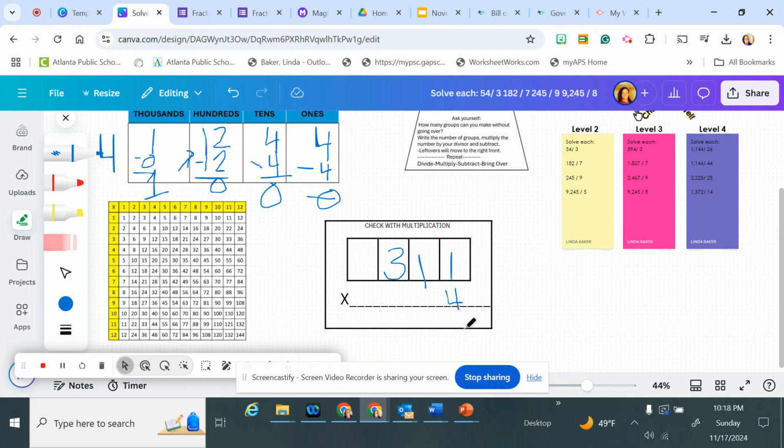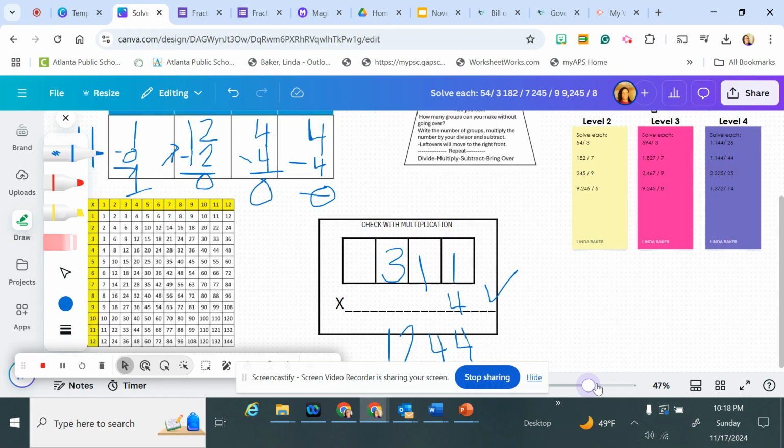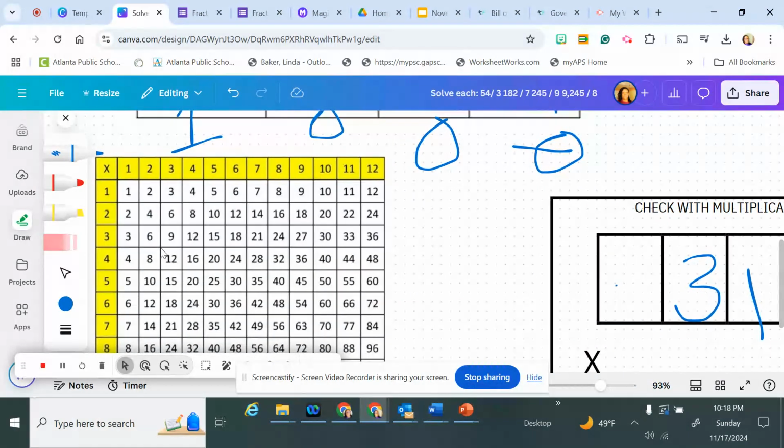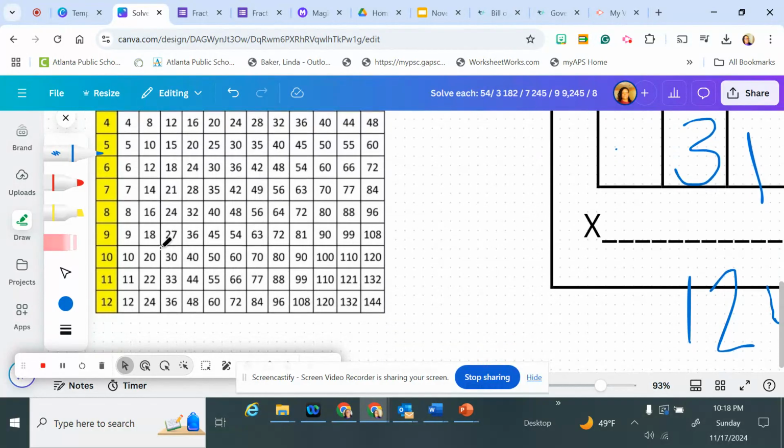Okay. 4 times 1 is what? It is 4. 4 times 1 again, which is 10, is also 4. And then 4 times 3 is 12. My answer checks out. If at any moment I get stuck and I'm not sure what my facts are, there's a timetable chart here that can assist you.